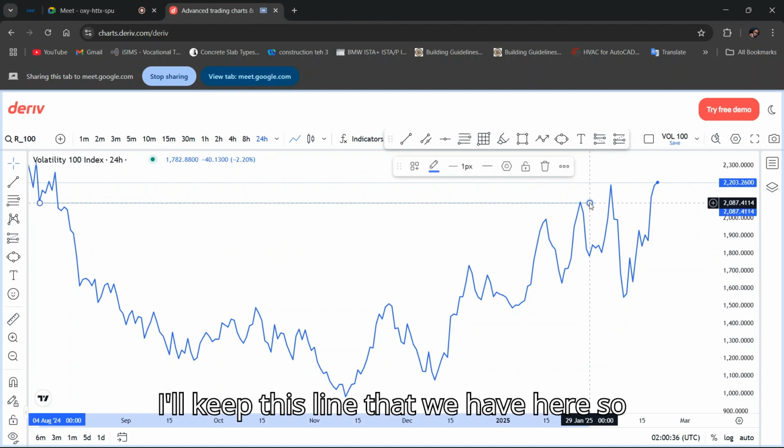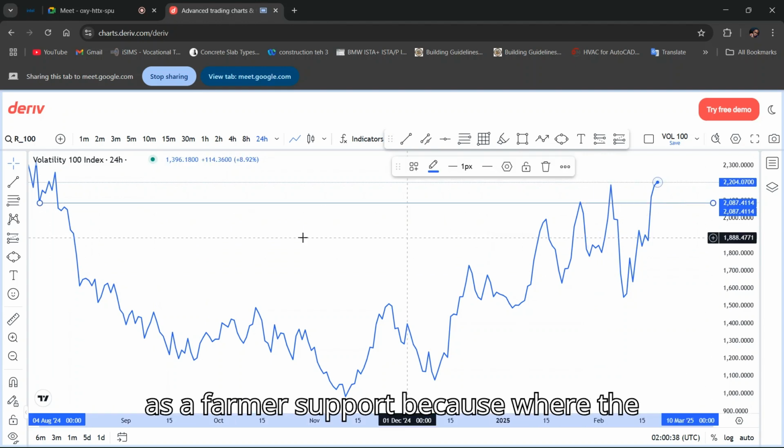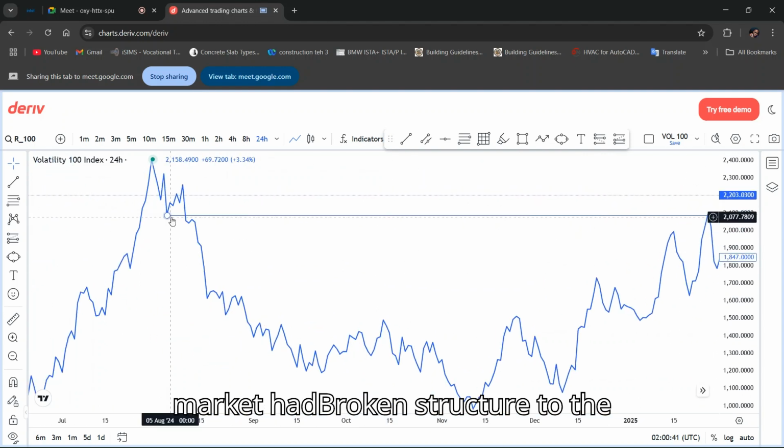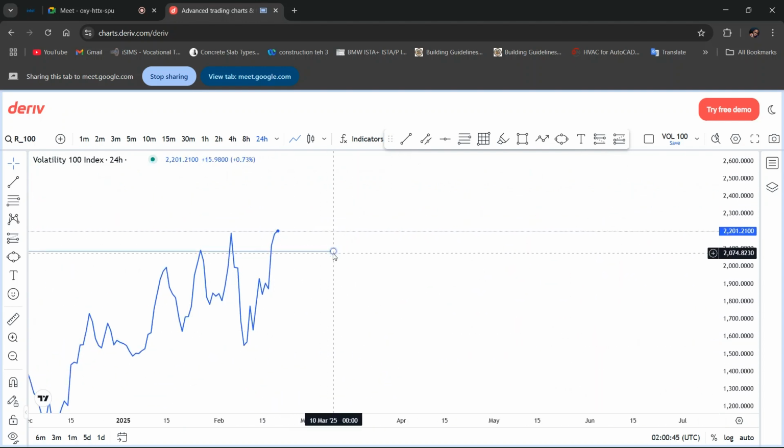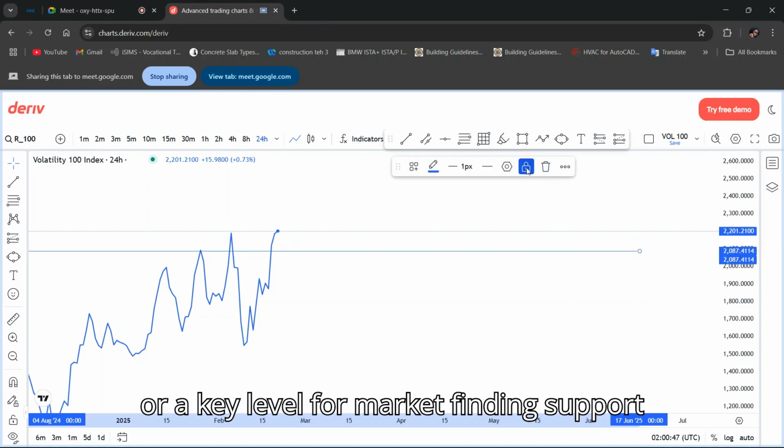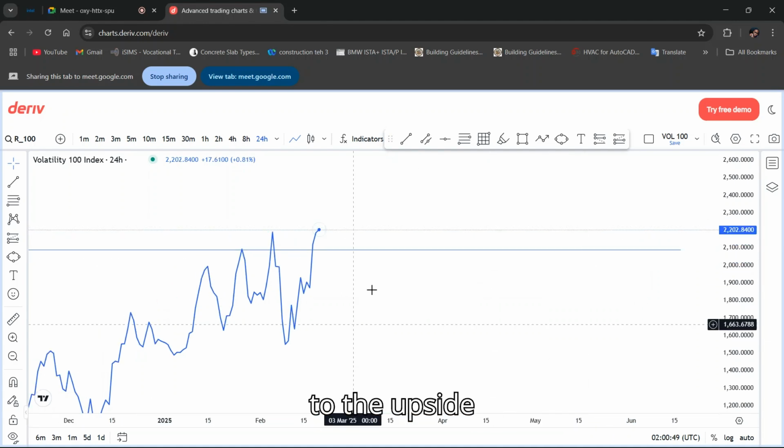We'll keep this line that we have here as a form of support, because where the market had broken structure to the downside, that's a breaker block, our key level for the market finding support to the upside.